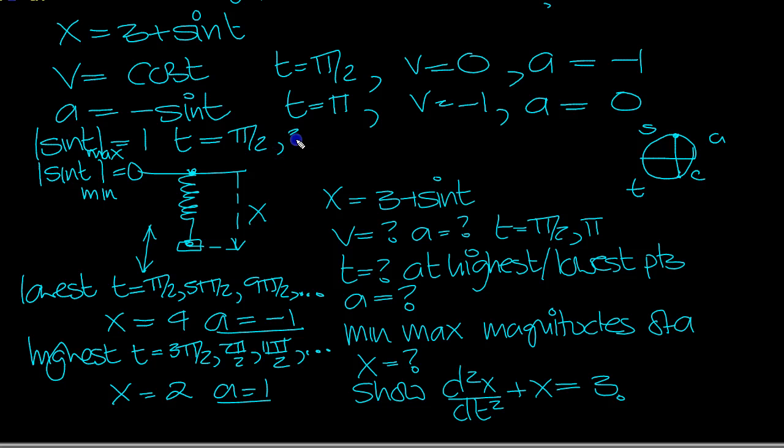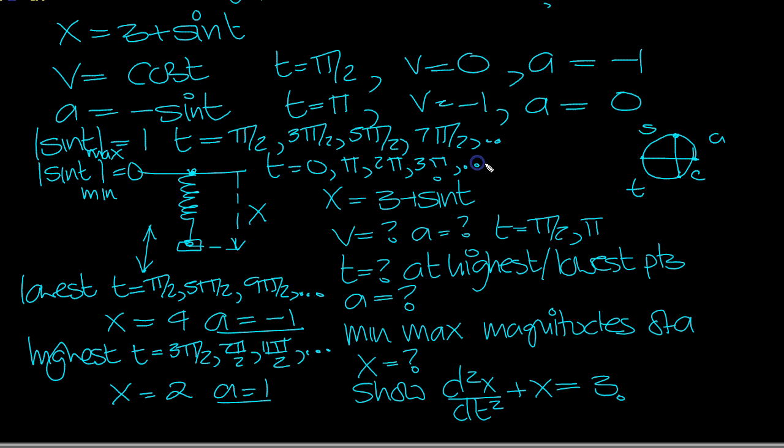3π/2, isn't it? Then 5π/2, just adding a pi each time. And then 7π/2, and so on. Just go around to here, and then to here, then to here, then to here. That's when the sine is 1 in magnitude. When it's sine 0, it's 0 here, here, round to here. So t would be equal to 0, pi, 2 pi, 3 pi, and so on.